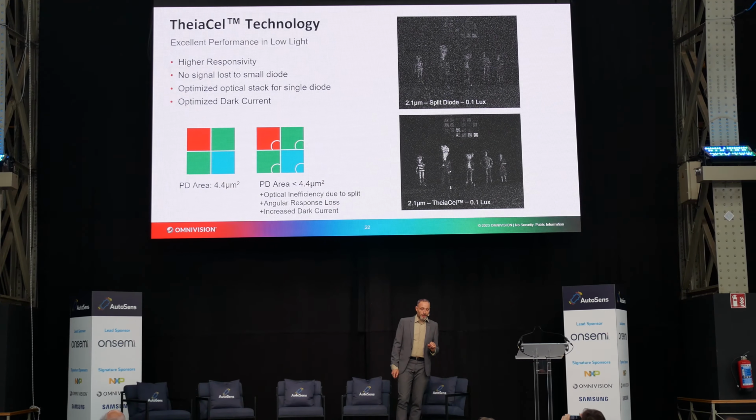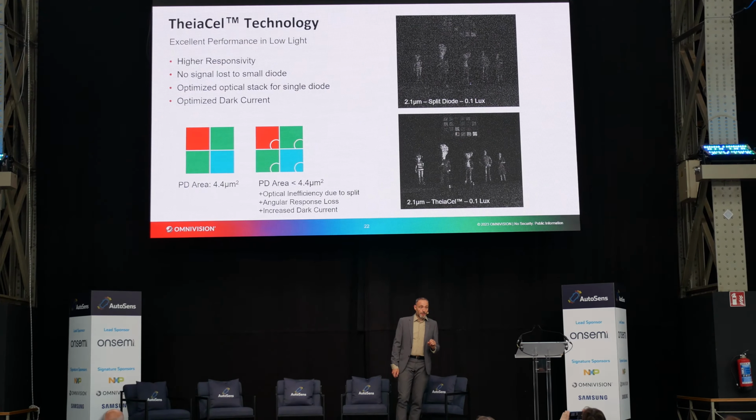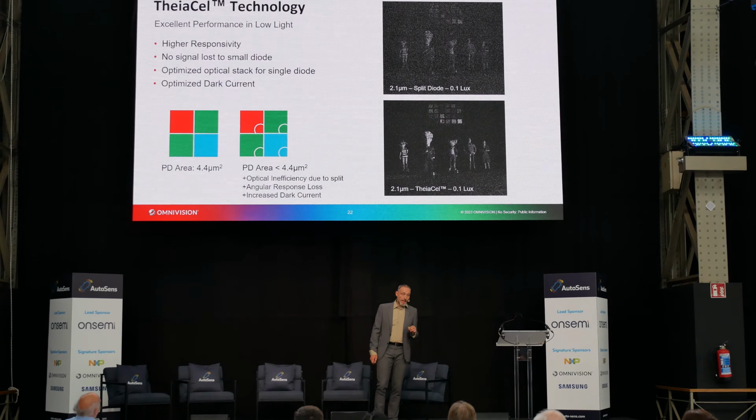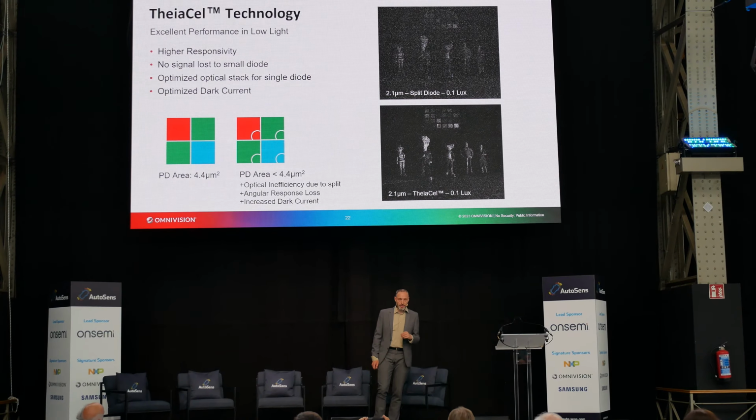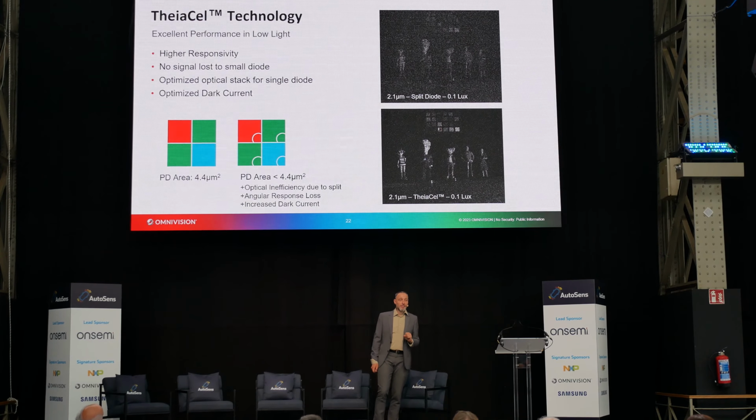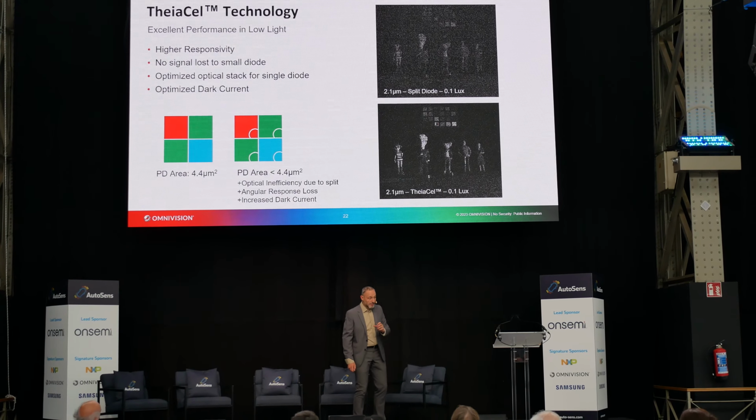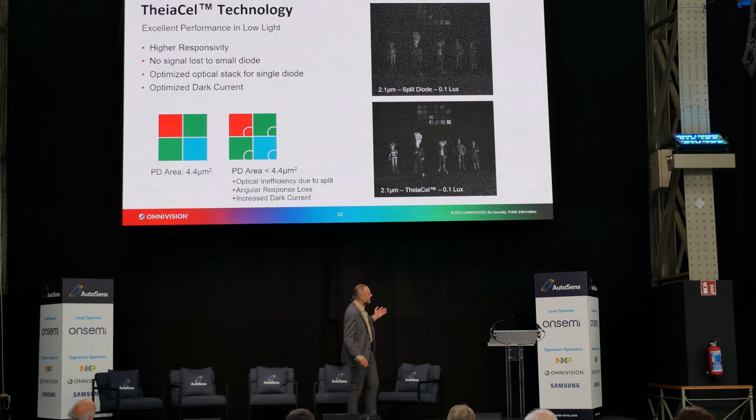Better performance in low light. Why? We get higher responsivity because there's no signal lost to the small photodiode, right? So those 10% of photons that we would have to give up normally, not there anymore. We can also further optimize the optical stack just for the single photodiode, and we can optimize the dark current just for that one diode. So the difference in image quality is telling, at least on this display, kind of.